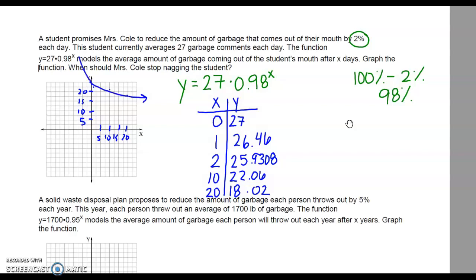Right? So there is data that can't actually happen over there because we can't have a negative amount of days. So if I want to talk about when am I going to stop nagging the student, probably not until it's close to 0. So this student has a long time to get Mrs. Cole off their back.